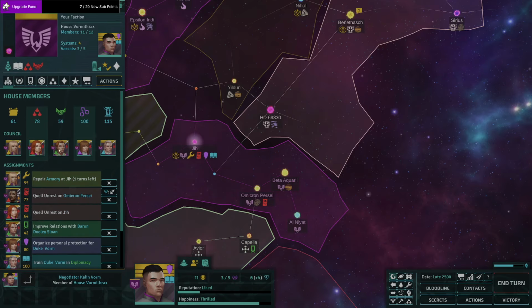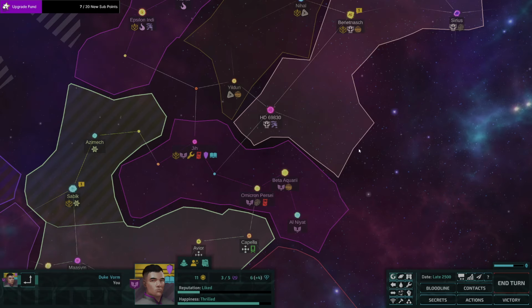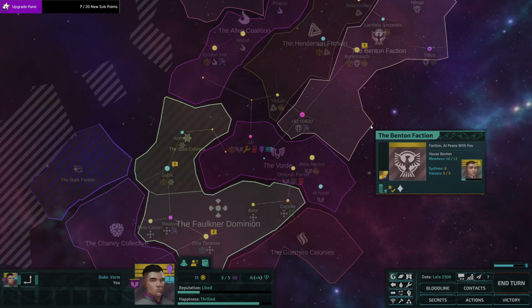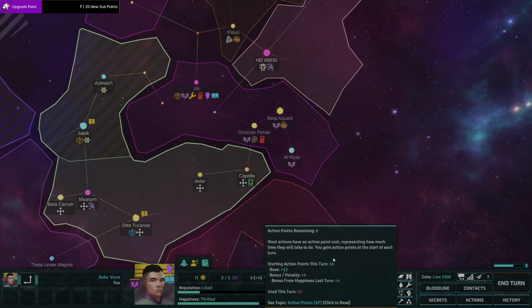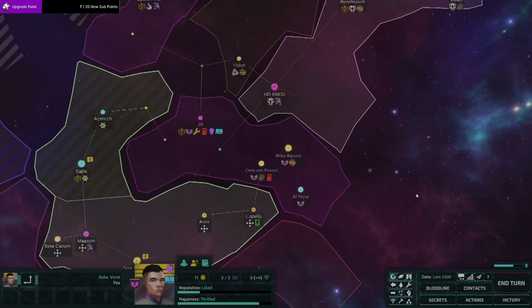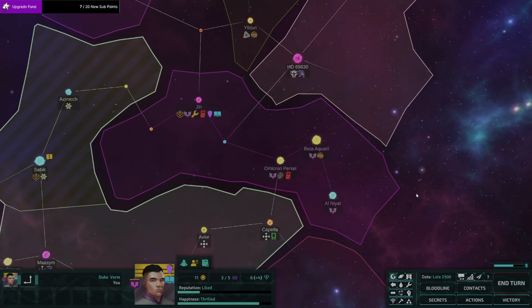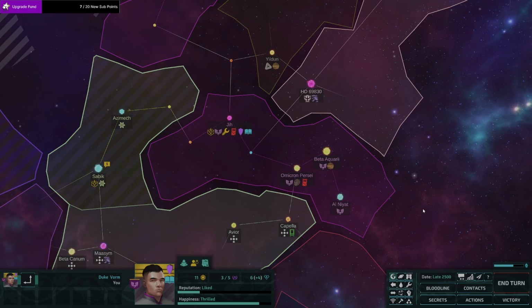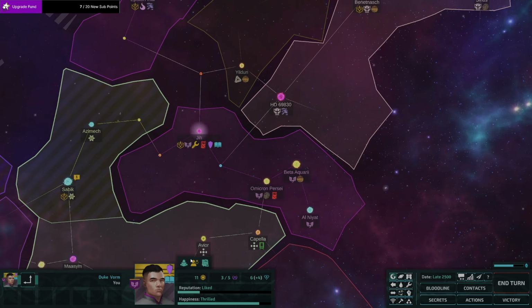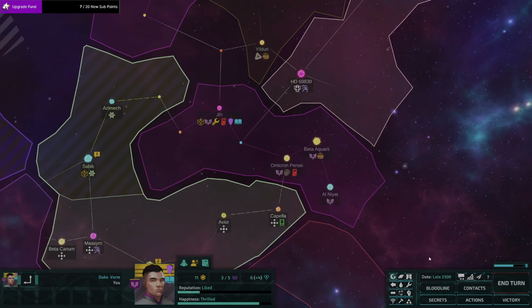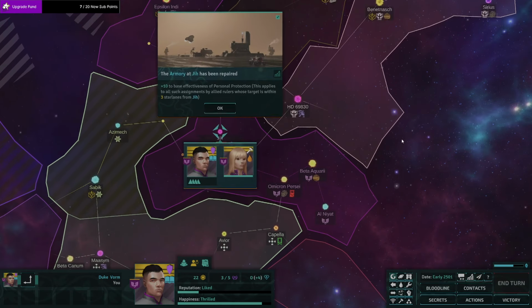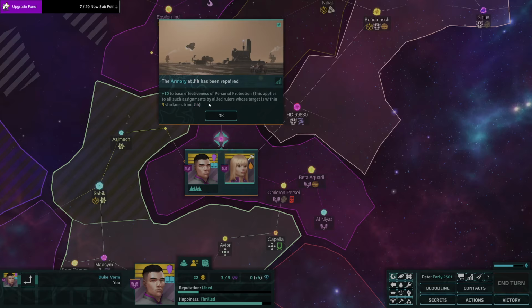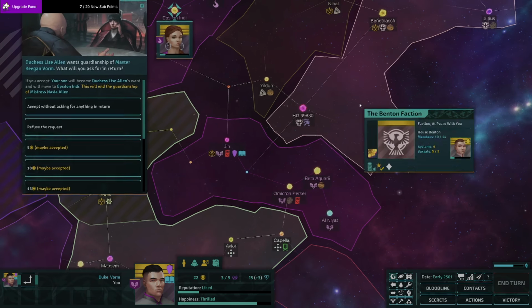So everybody's on task. There are a few diplomatic type options I can use, but I'm just going to hit end turn so we can just keep cycling and let some things happen so you guys can actually see stuff. I don't think there's anything else I really want to work on, so let's hit end turn. The armory has been repaired, so we got our facility up.